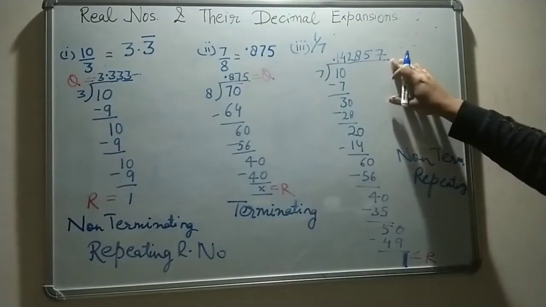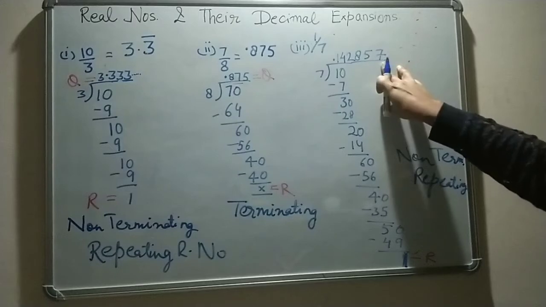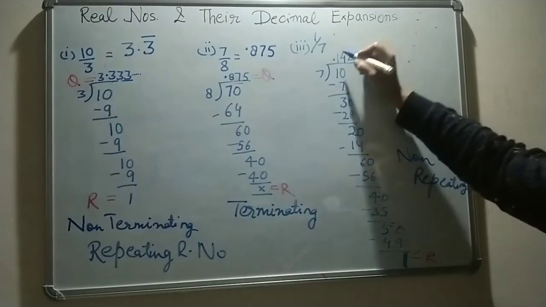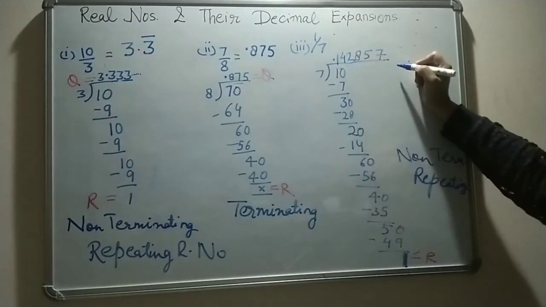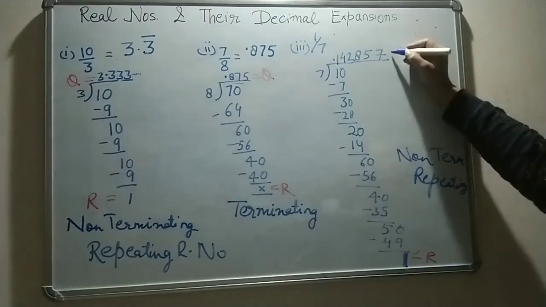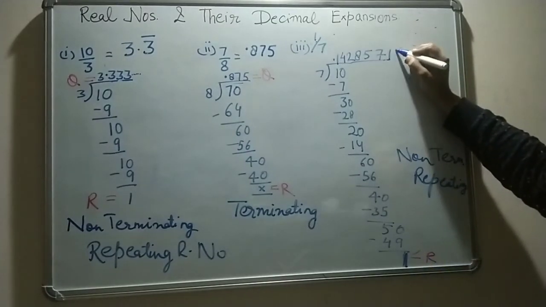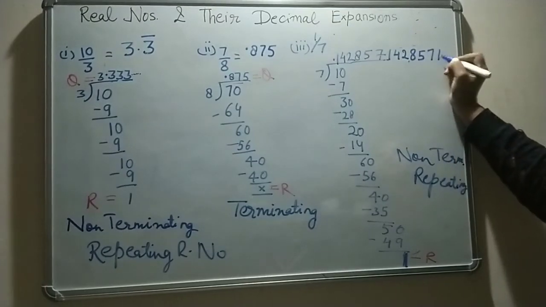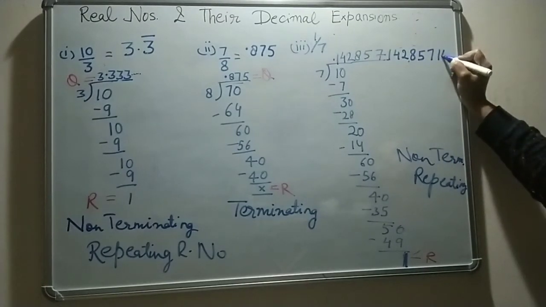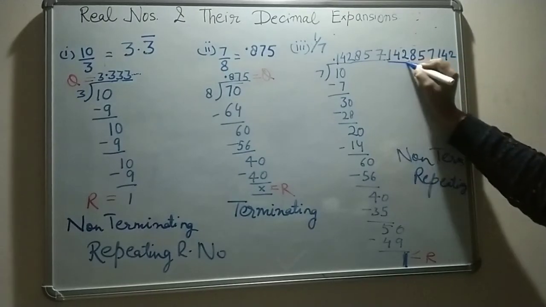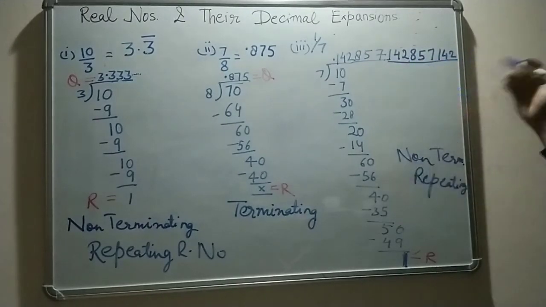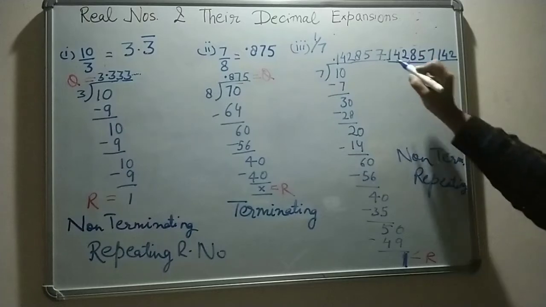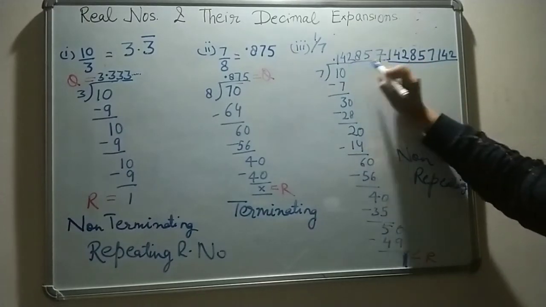Now here the question starts repeating itself after 7. Now the whole of this will start repeating. When we solve it further, then again we get 1, 4, 2, 8, 5, 7, 1. Then again we will get 4, 2 and so on. So this process will keep on repeating itself. So the numbers start repeating themselves after 7.